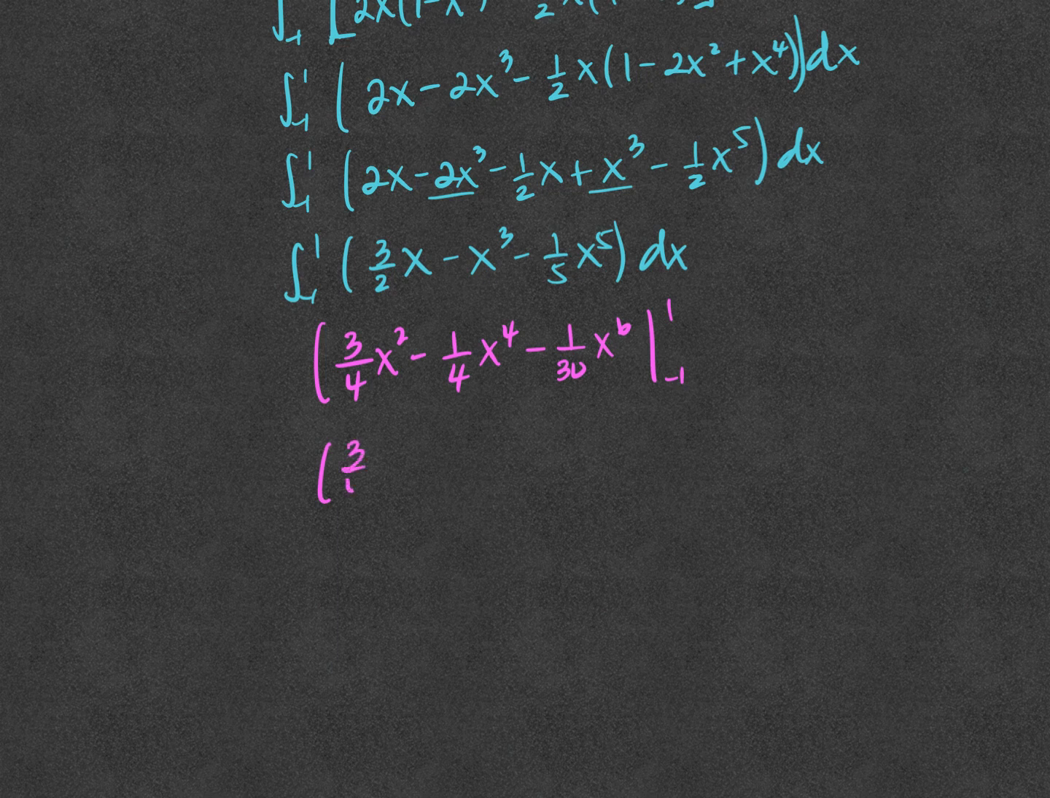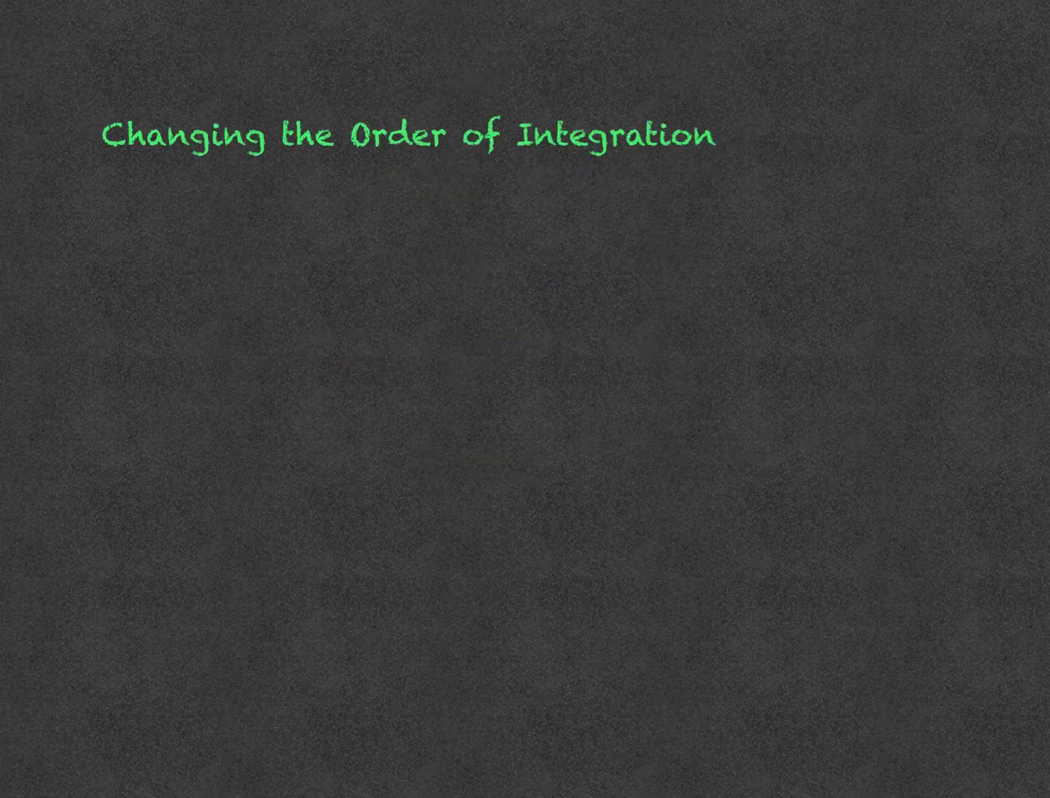So we have 3/4, and when we put in 1, we get all of these values. And since they are all even, we get the same thing in this next parentheses, which is 3/4 minus 1/4 minus 1/30. Notice they match, so the value of this triple integral is 0. Interesting answer. Correct and interesting answer. All right, so let's look at the next concept. Changing the order of integration.